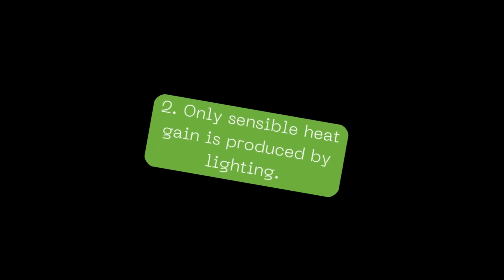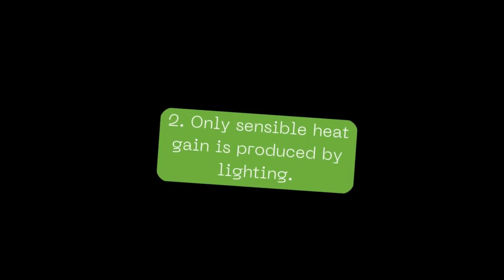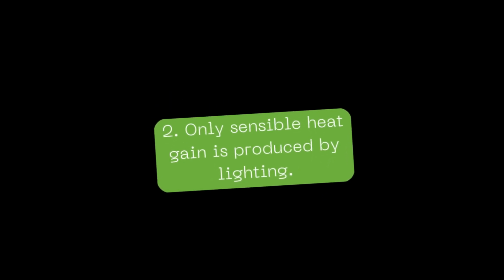To calculate the cooling load required for lighting, we have to make the following assumptions. First, we assume steady state conditions. By that, we mean that if the cooling load required for lighting at 3 p.m. yesterday was 500 watts, then the cooling load required for lighting at 3 p.m. today is 500 watts. Second, we assume that the lighting itself only produces sensible heat gain. No latent heat gain is produced.